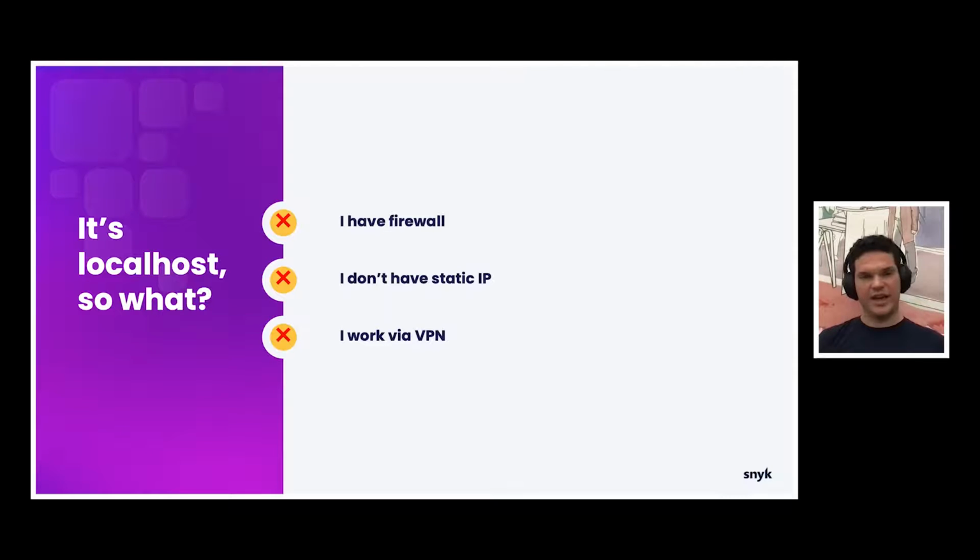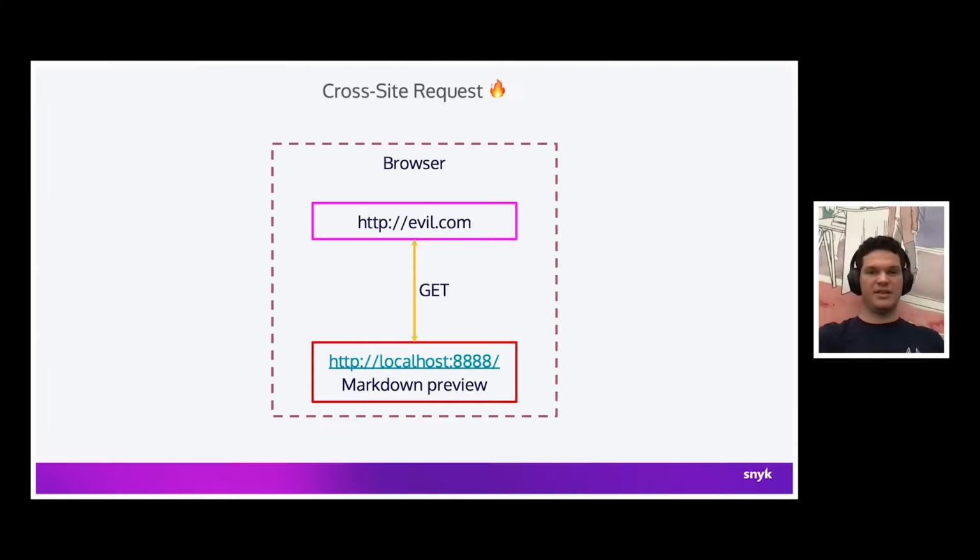So again, you may ask, how is it relevant to me personally? Because you probably have a firewall on your laptop and you don't have a static IP address, so no one can reach your laptop from outside, or even work through VPN, you know, no one can actually get to your laptop from outside. But it's not actually correct, because if you open any URL in the browser, the page can make requests to your localhost. It's a kind of cross-site request, a common practice.